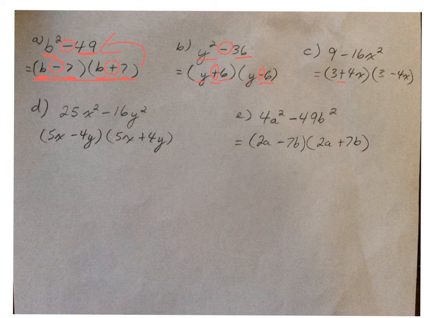Notice it doesn't matter if I put positive first and then a negative, or a negative first and then a positive, as long as each bracket has the same terms overall, and one of the binomials has a positive and one has a negative. It doesn't really matter which one comes first, the positive or negative.